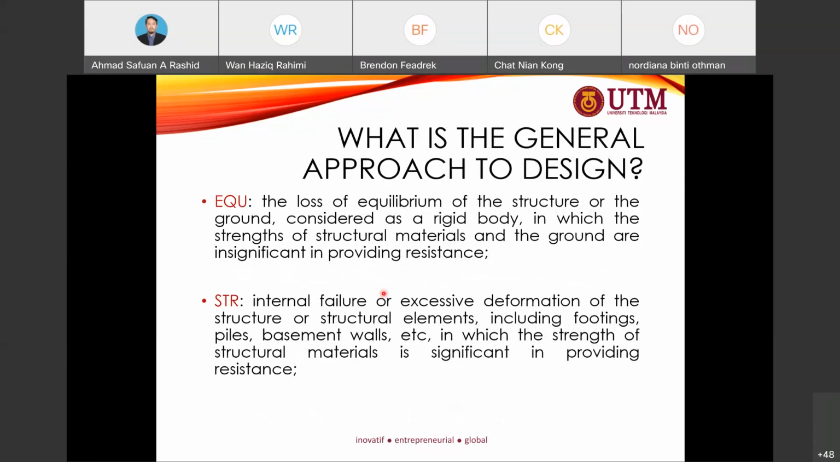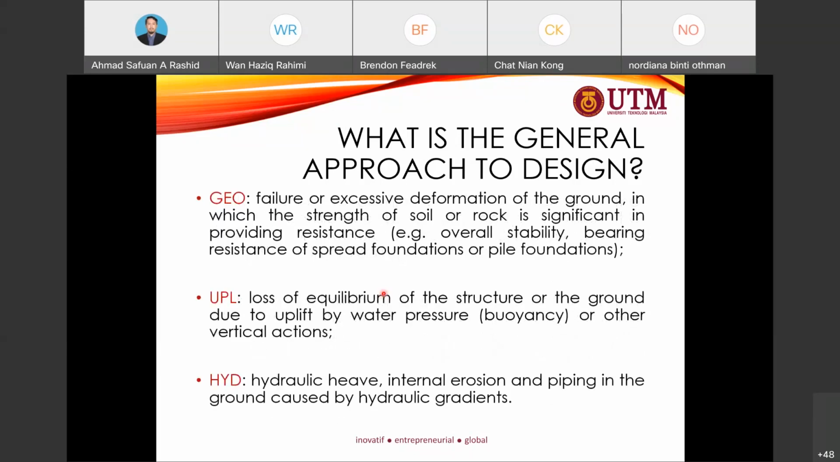Internal failure or excessive deformation of the structure or structural element, including footing, pile, basement wall, in which the strength of the structural material is significant in providing resistance. Okay. Then they have GEO, failure or excessive deformation of the ground, in which the strength of the soil or rock is significant in providing resistance. For example, overall stability, bearing resistance of strip foundation or pile foundation.